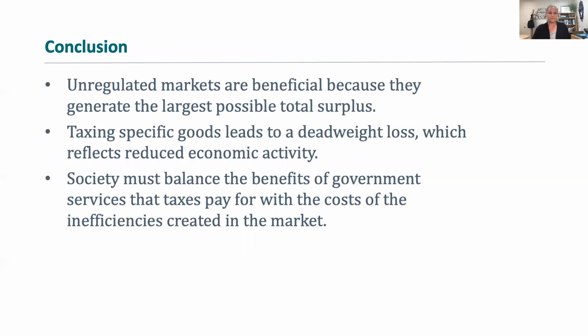So in conclusion, when a market is unregulated, meaning governments are not intervening on market prices, then we can benefit from generating the greatest total surplus by landing ourselves in equilibrium. When we tax specific goods, excise taxes, we introduce a situation that distorts the market and restricts transactions from happening. This results in a deadweight loss reflected in a reduction to overall economic activity. Society needs to choose how to balance the benefits of government services that taxes pay for and the cost associated with creating inefficient market activity.